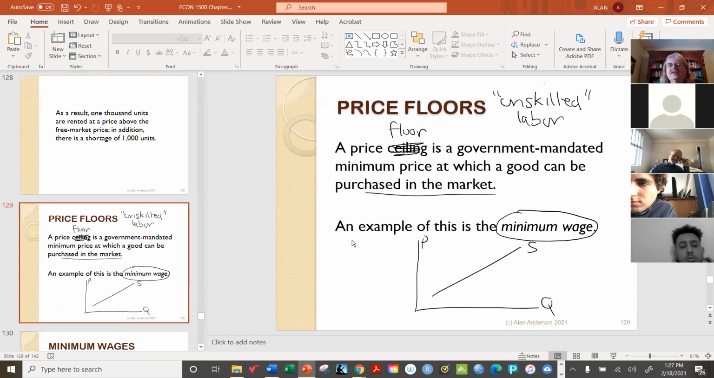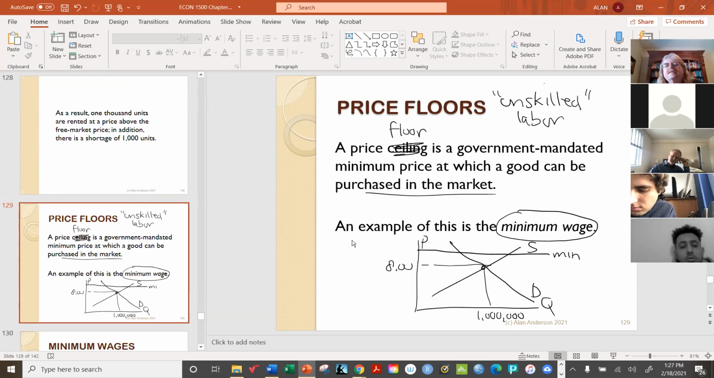So anyway, yes, the unskilled labor. So here's the equilibrium. Let's say that in equilibrium, the wage that the market would pay is $8, and 1 million people are working at that wage. The price floor would be up here somewhere. It's above, and the government may come along and say, you know what? You've got to pay these people $15 an hour, whether you like it or not. What problem do you see popping up here?